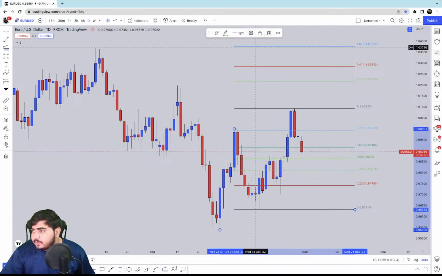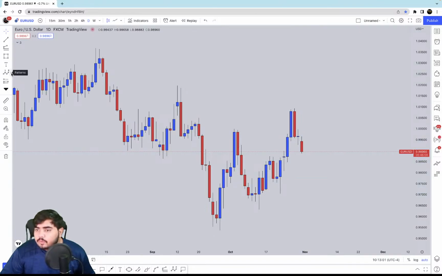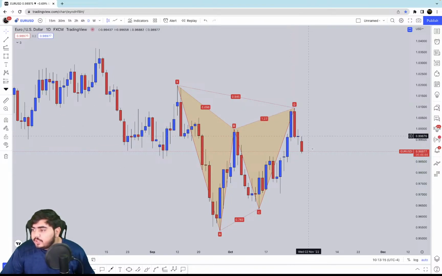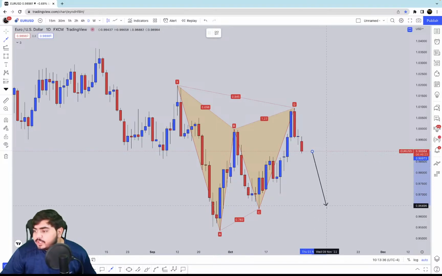So we have our ABCD completed right here. This is the pattern that has been forming on the Euro USD chart, and now we are expecting the market to move lower from this area. Again, what we are saying right now is that Euro USD has created a bearish Gartley pattern XABCD from this area, and now we are more likely to go lower towards this area in the incoming days. Technically, that's what we are seeing right now.